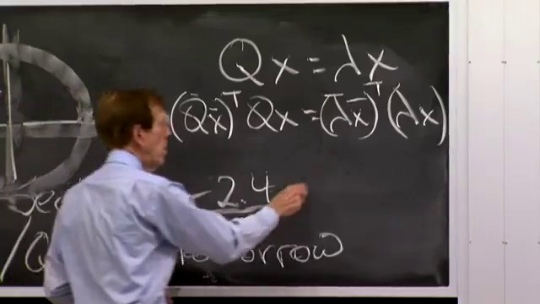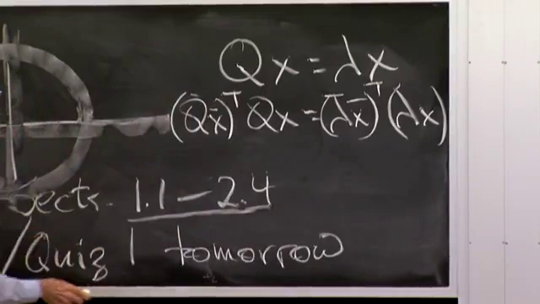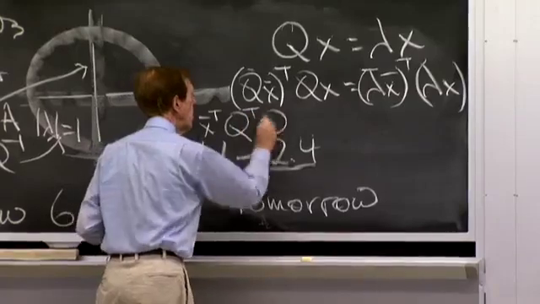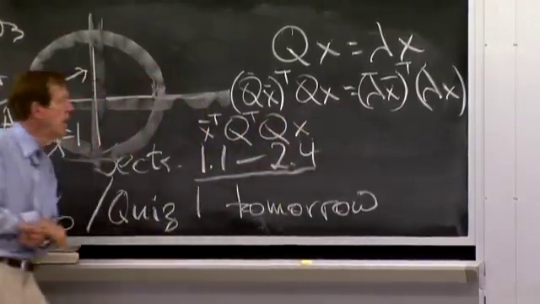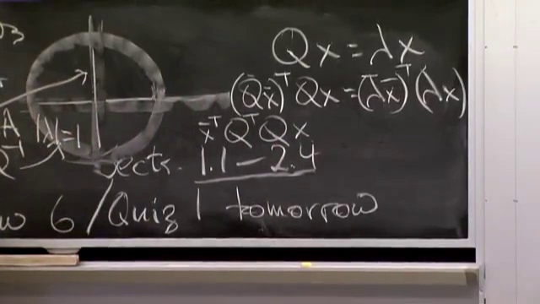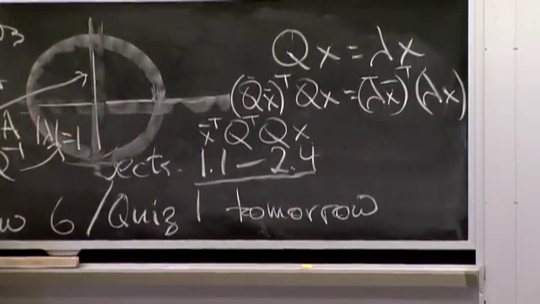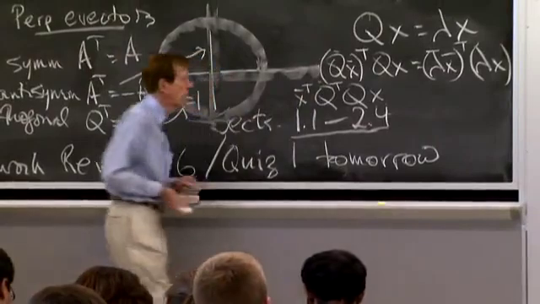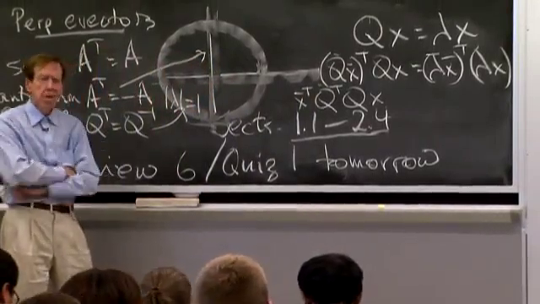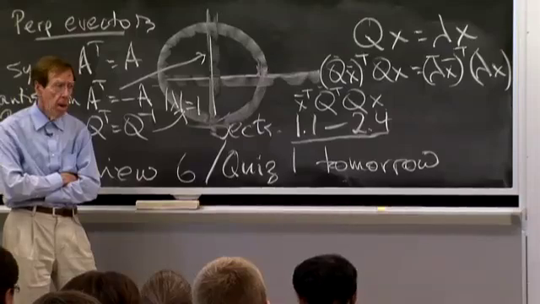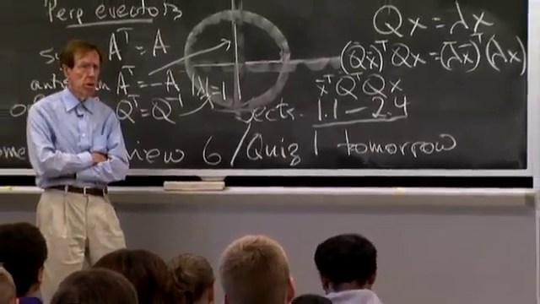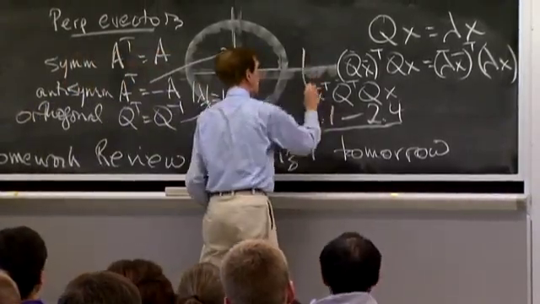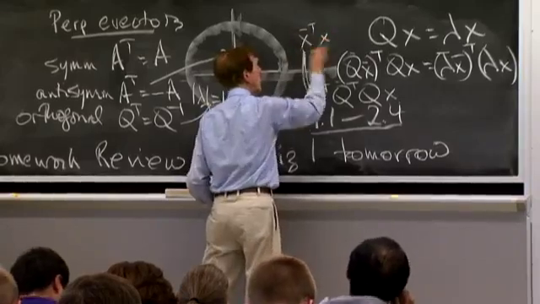Now, what do I have on the left? Do you see it happening? I get an x bar transpose, and what do I get? Q transpose Q x on the left side. That's the combination I'm looking for in an orthogonal matrix. Let's imagine the matrix itself is real. Otherwise, I would just conjugate it. But what's nice about that left side? What fact am I going to use about Q? Q transpose Q is the identity. So this thing is nothing but x bar transpose x. That's the length of x squared.